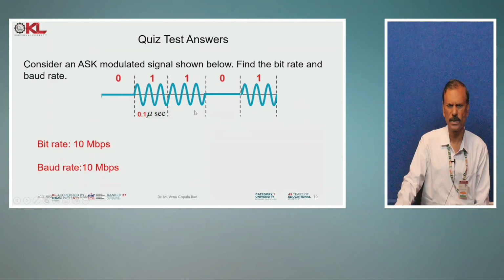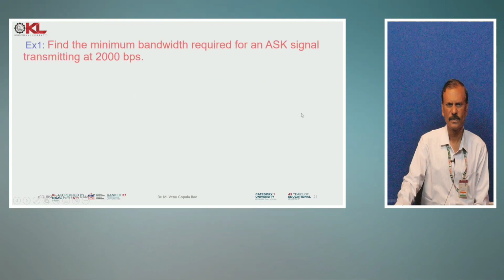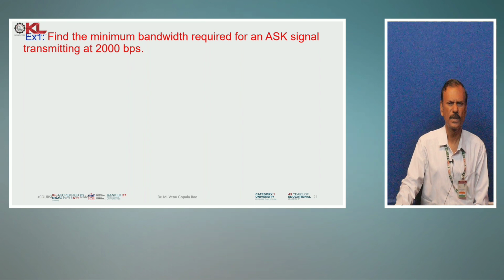Until now, all we have studied is binary ASK, binary in the sense of either 1 or 0, only 2 levels, whereas here there are 4 levels, so the amplitude levels are also 4 for the different levels here, 1 1, 0 0, 1 1 like this. So let us see certain problems based on ASK, bandwidth, baud rate and bit rate.